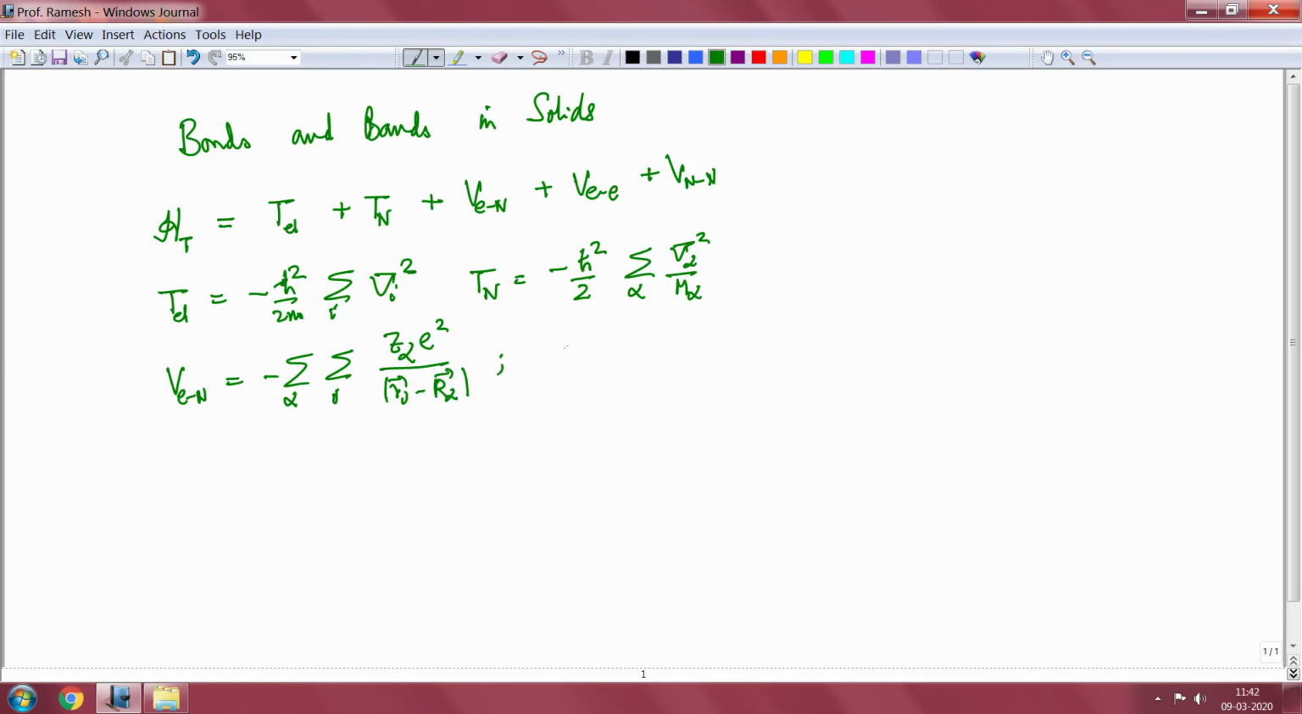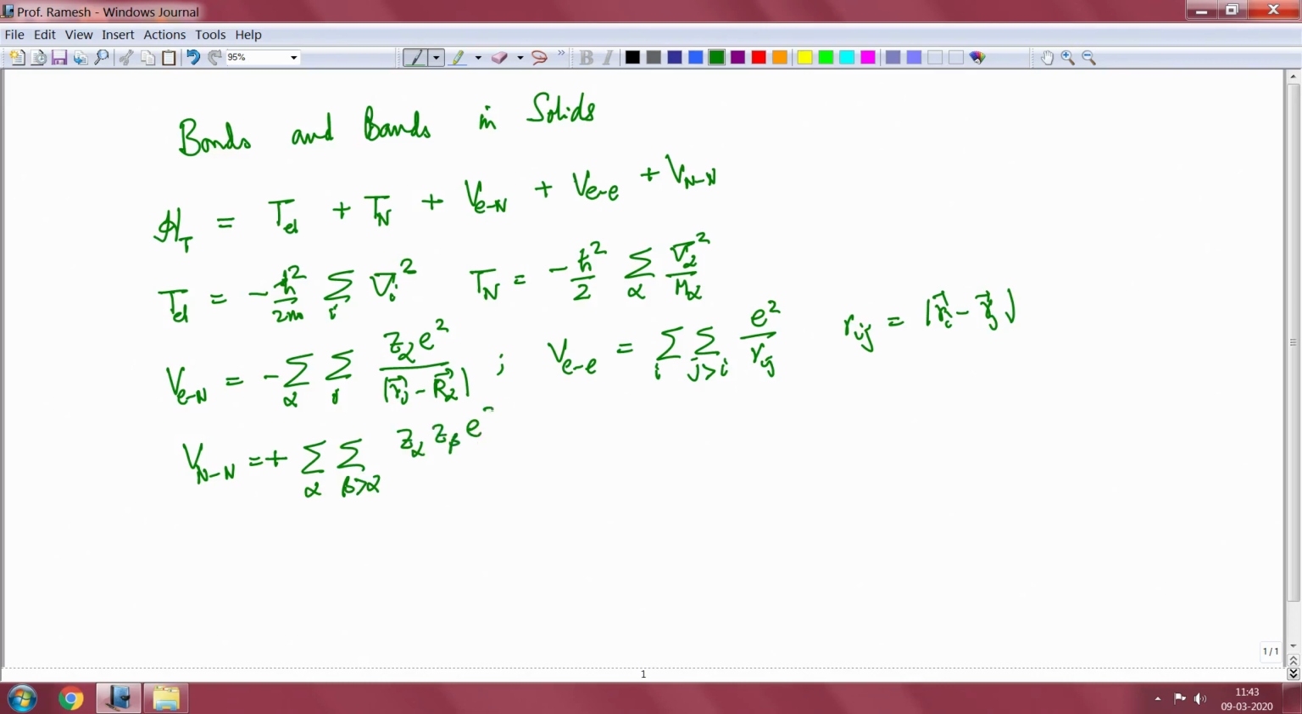and the electron electron repulsion term is given by sigma over i sigma over j greater than i e squared upon R ij, where R ij is equal to the distance between the electrons i and j, and then I have similarly the nuclear nuclear repulsion term, which is just given by sigma over alpha sigma over beta greater than alpha Z alpha Z beta e squared upon R alpha minus R beta, where alpha runs over the nuclei and i runs over the electrons.